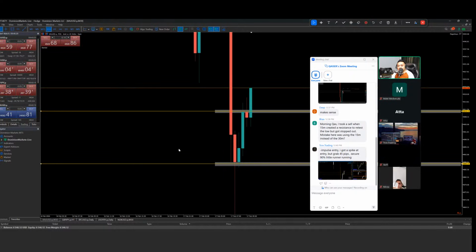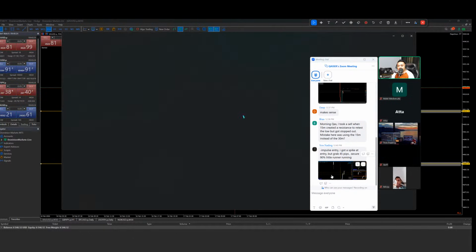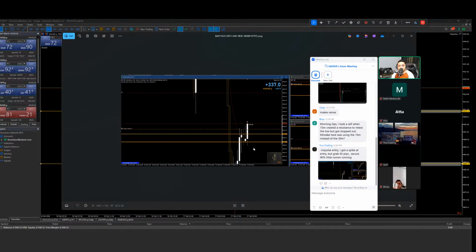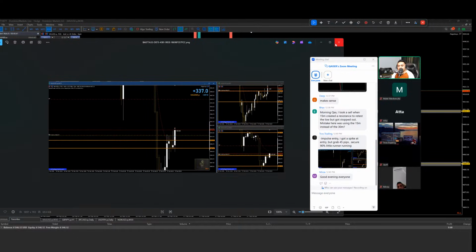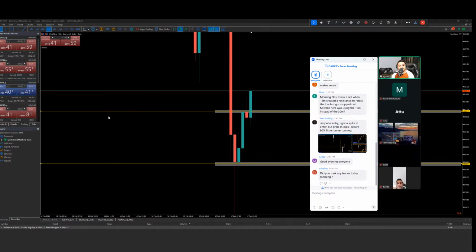Impulse entry, I got a spike at entry, but grabbed 45 pips, secured 90% still. Wow, very nice, very nice. Wow man, you just executed here. Even the candle did not break above the previous 30-minute candle high. Anticipated volume that it will continuously push upside in your favor. Very nice. Did you take any trades this morning? No, I did not take any trade.